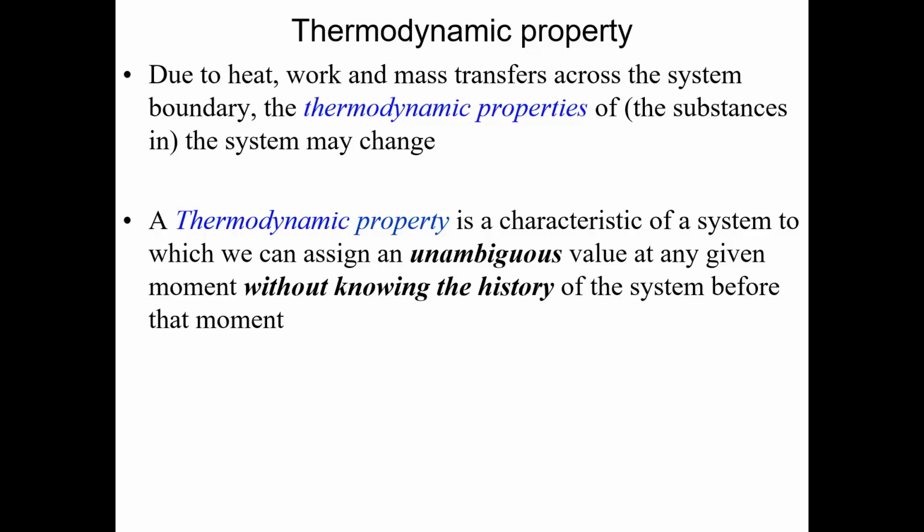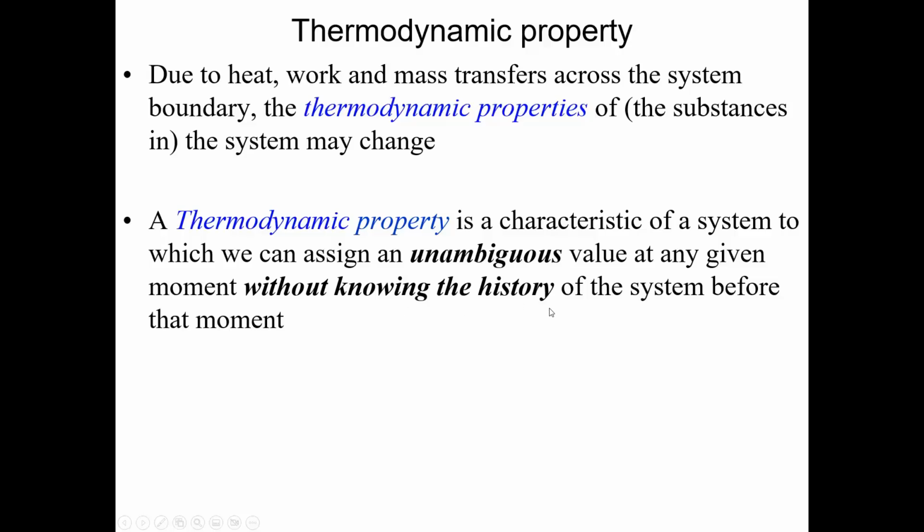A thermodynamic property is a characteristic of a system to which we can assign an unambiguous value at any given moment without knowing the history of the system before that moment. So in this definition, you should pay attention to these two phrases. The first one is unambiguous, which means such a value should be unique, the same for different people.